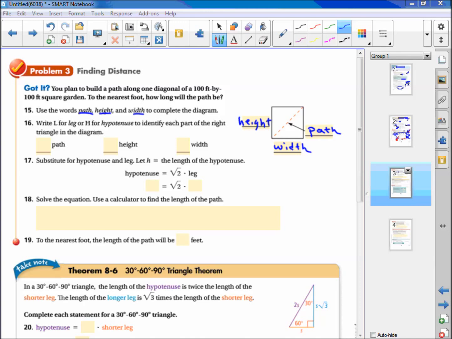So our path is the diagonal, which is the hypotenuse. And that means the height and the width are both of our legs. So I'm supposed to put an L there. All right. Let's look at the triangle in here to show this.